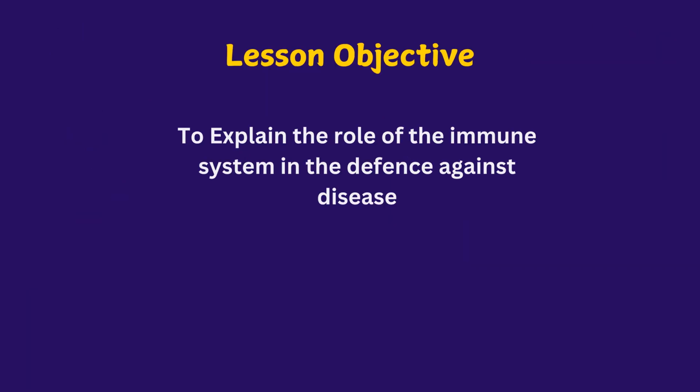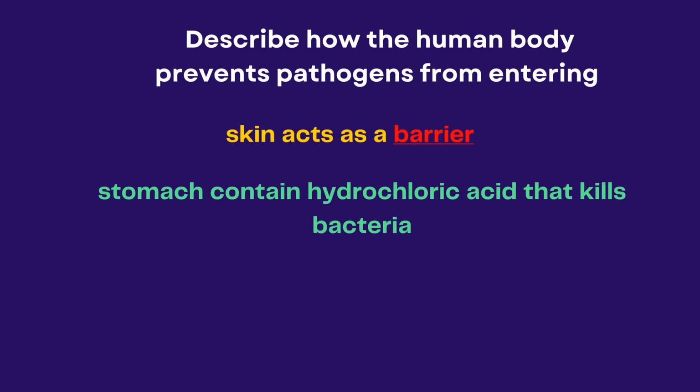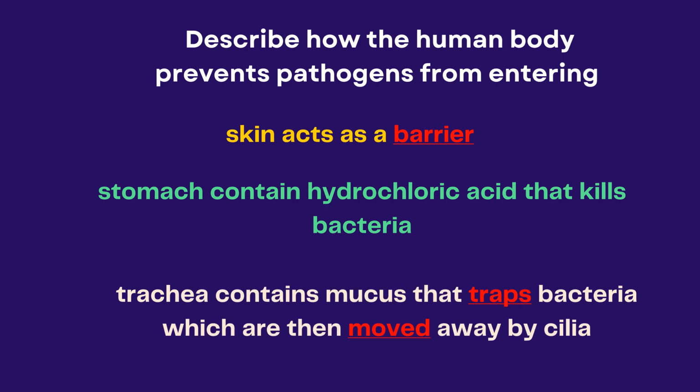The objective of this lesson is to explain the role of the immune system in the defense against disease. In my revision lesson on the topic, non-specific defense system, we spoke about how the human body prevents pathogens from entering. And I said to you that one, the skin acts as a barrier. We also learned that the stomach contains hydrochloric acid that could kill these bacteria, preventing them from entering our body. 3, the trachea contains mucus that traps bacteria, which are then moved away by cilia.